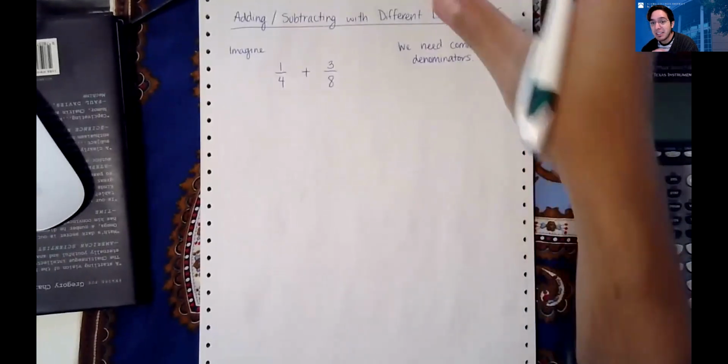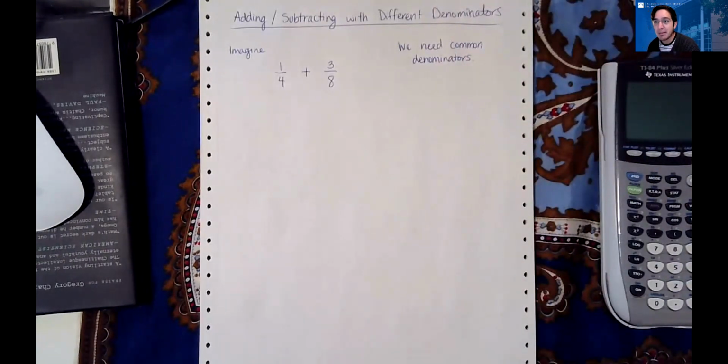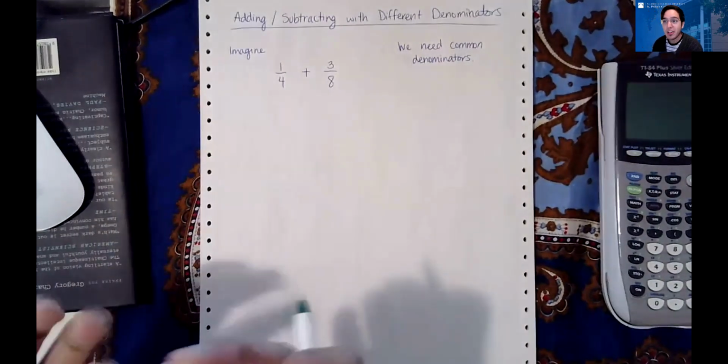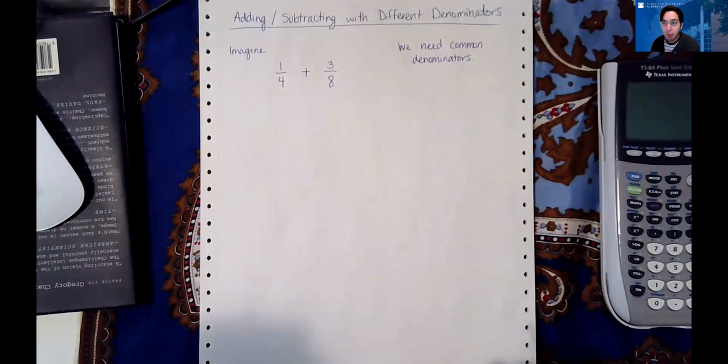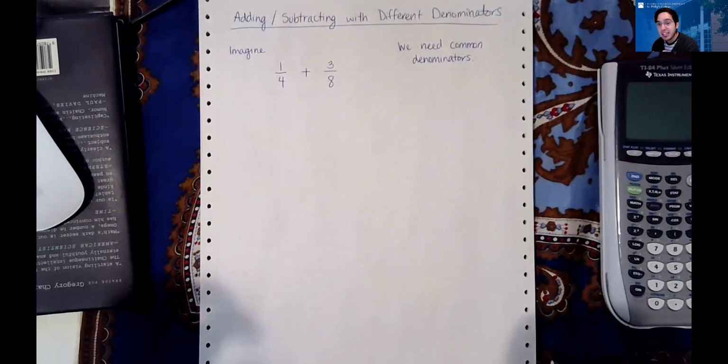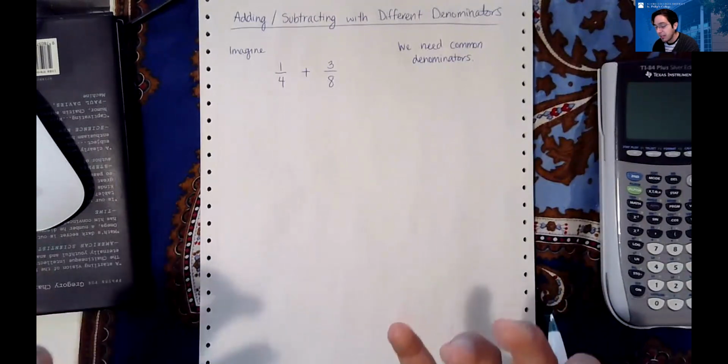But that's exactly what we need to do. We need to be having a conversation about apples to apples. It can't be apples to oranges. Right now we have 1/4 and 3/8. So we're talking about fourths and eighths, and we need to be talking about the same thing. We need to convert them so that they're the same object, if that makes sense.